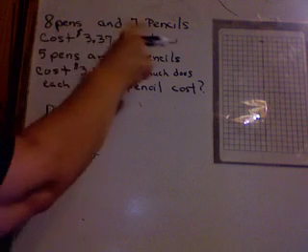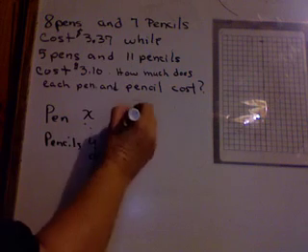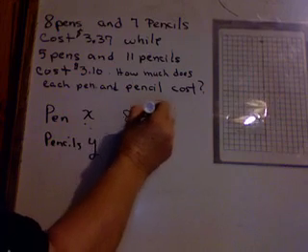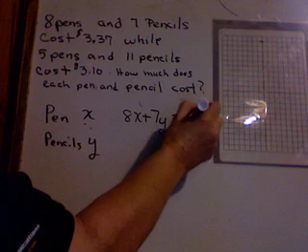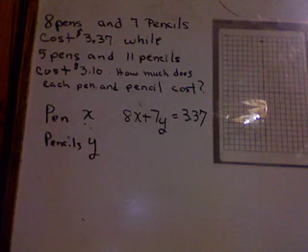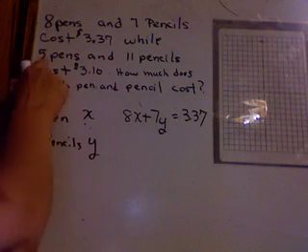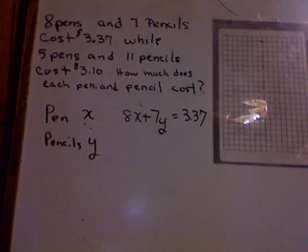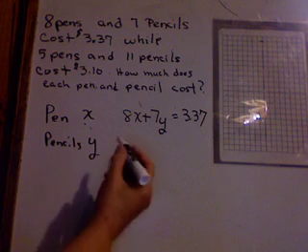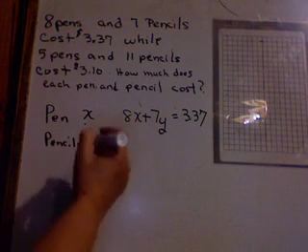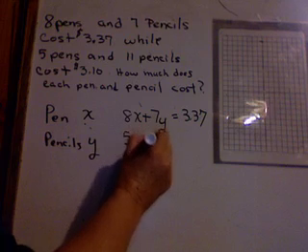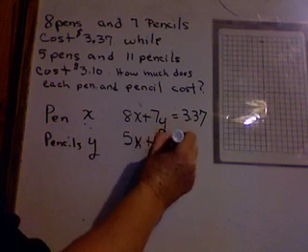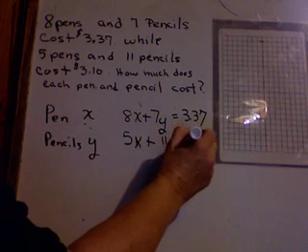It says 8 pens and 7 pencils. So how about 8x plus 7y equals 337. All right, we need a system for the second part. 5 pens and 11 pencils. What do you think? Stop the video and write your equation first, and then check. Okay, here we go. 5x plus 11y equals 310.